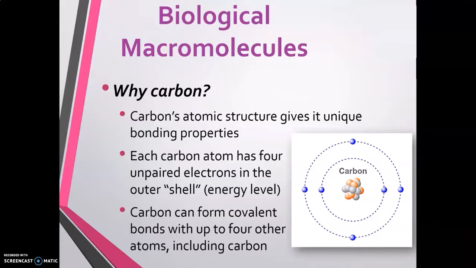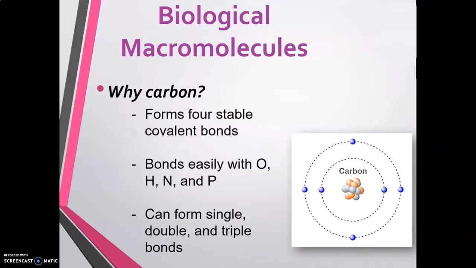Each carbon atom in its outermost energy shell has 4 unpaired electrons. And if you remember from your physical science class, electrons like to occur in pairs. So all 4 of these electrons in the outermost energy level, they want a partner. So that means carbon is able to form a bond where it shares electrons in each of those 4 locations. So carbon tends to form 4 bonds with other atoms. That means it's going to bond very easily with elements like oxygen or hydrogen, nitrogen, and phosphorus. Those are the most common elements we're going to see in these different macromolecules today.